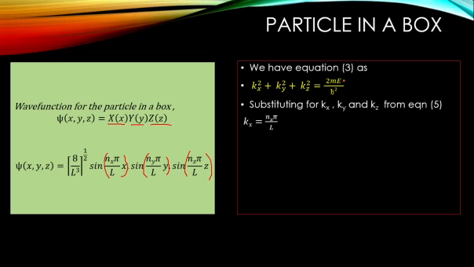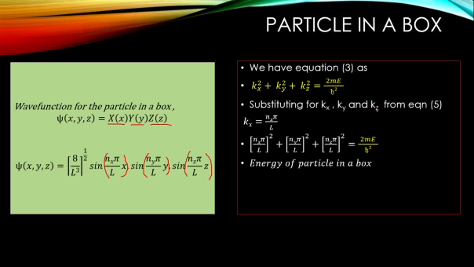So substituting for kx, ky and kz, you can write it as (nxπ/L)² + (nyπ/L)² + (nzπ/L)², which is equal to 2mE/ħ². From this you can see that all the others are constants, so we can evaluate the energy of the particle in the box.